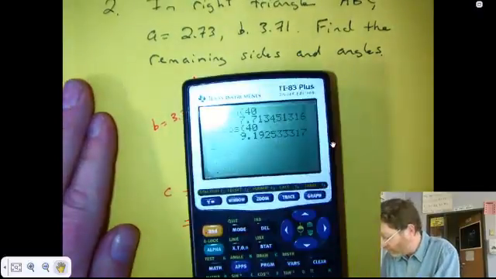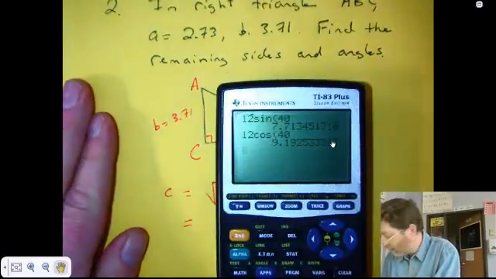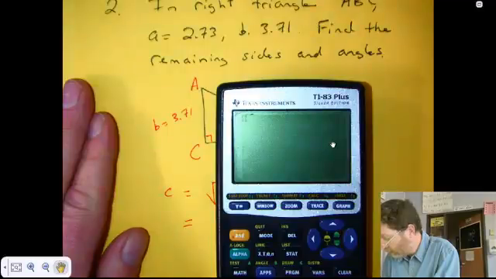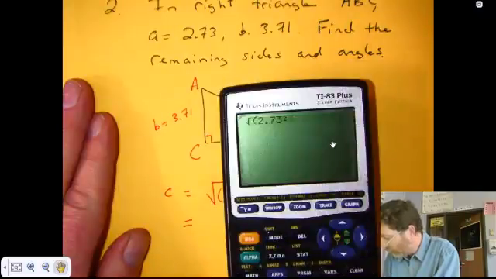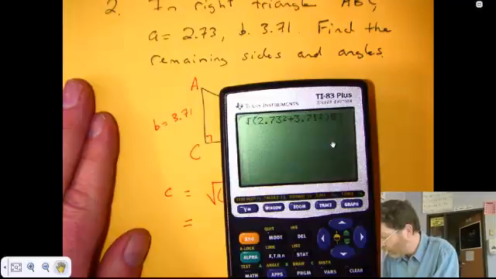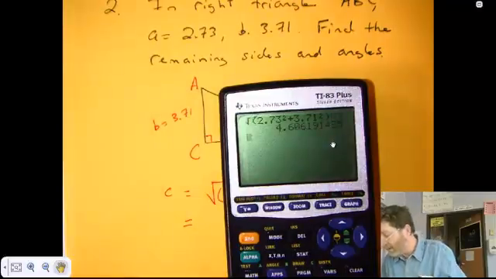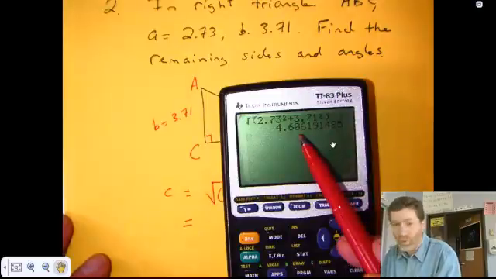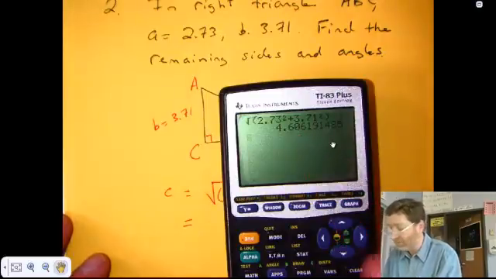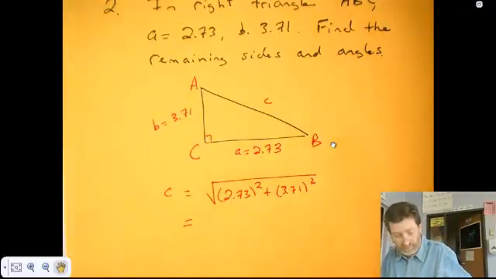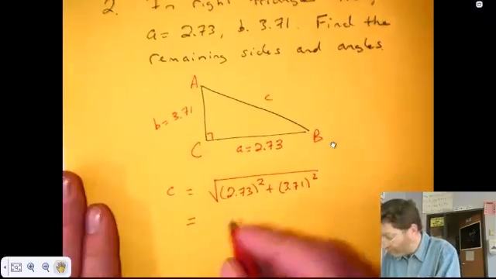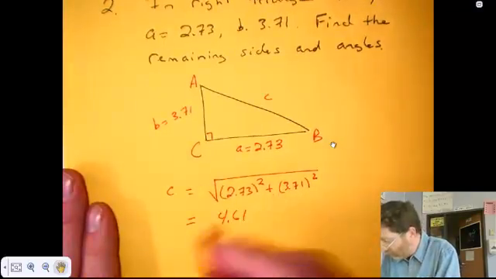Alright, so we can find that very simply. I always suggest you do it in one step on your calculator. So if I take the square root of 2.73 squared plus 3.71 squared, and we get 4.61, right? We need to round the 0 up to a 1 as we look at 3 significant digits. We have 3 in each of the sides. So 4.61, no units given, that's C.